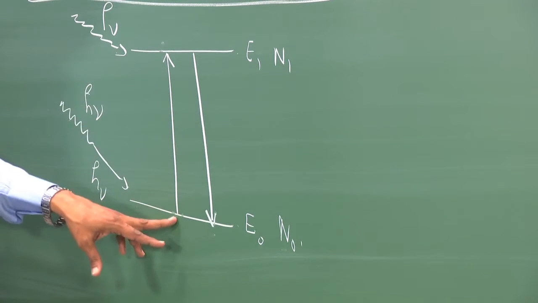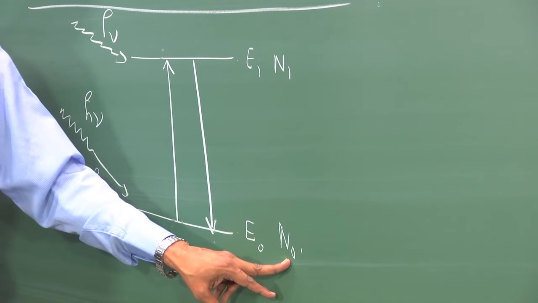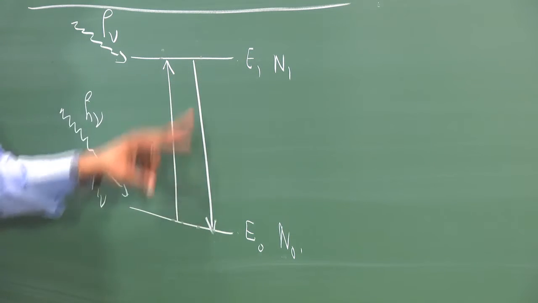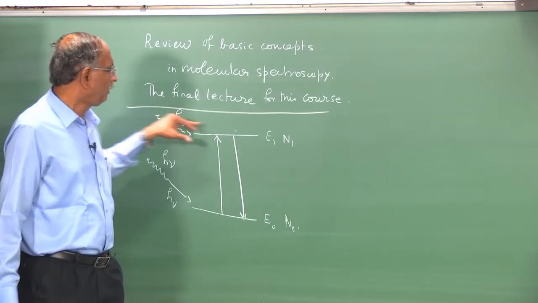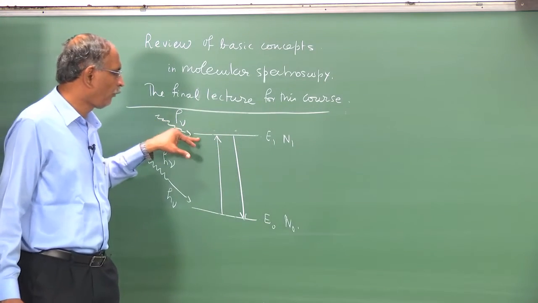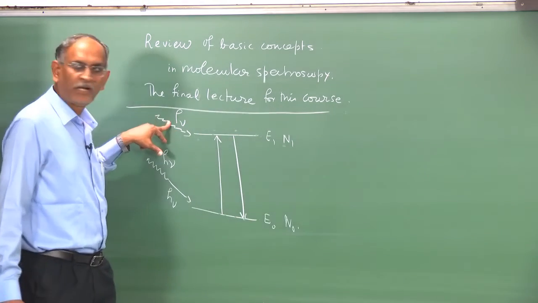Therefore, the absorption process is proportional to both the radiation density and the number of molecules which are in this energy state, which allows the molecule to get excited. And the rate of stimulated emission is proportional to the number of molecules in the excited state and also to the radiation density.